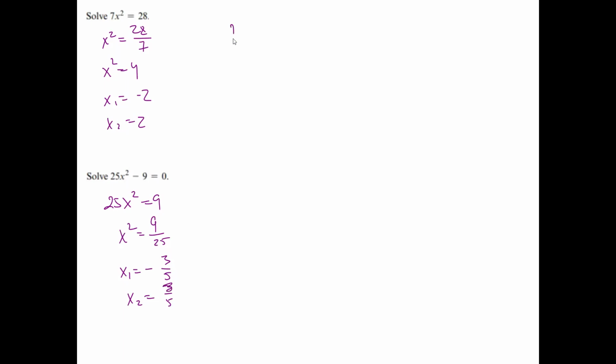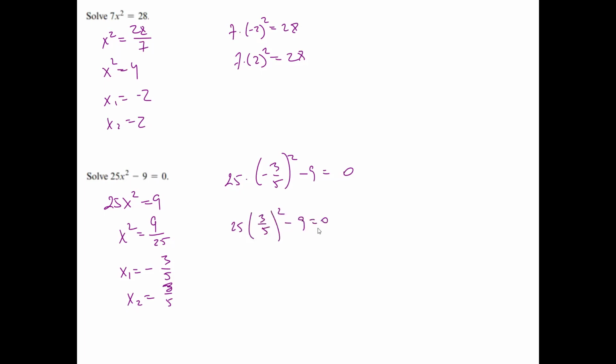So we didn't check. 7 times minus 2 squared. Yeah, it is 28, right? 7 times 2 squared, it is 28. Here, 25 times minus 3 over 5 squared minus 9 is 0. So roots are fine, roots are okay. For basic equations like that, typically everything's fine, right?